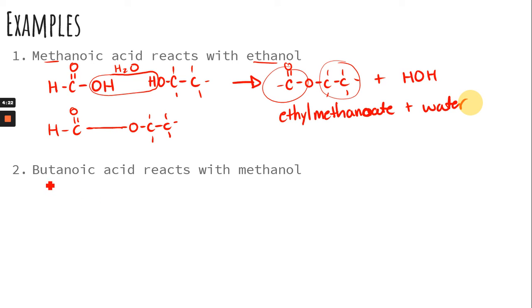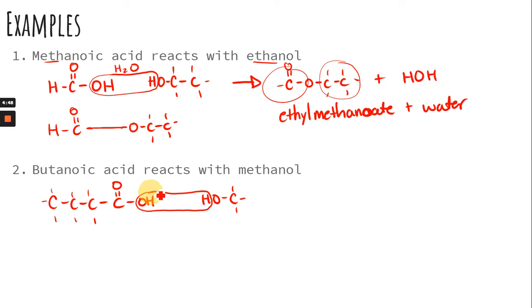Okay, let's try that again here with butanoic acid. So but, remember, means 4. And then anoic acid, so we have our double bonded oxygen and our hydroxyl group. Methanol, so 1 carbon, and we have our hydroxyl group. And we can add in our hydrogens. And so this hydroxyl group is going to bond with that hydrogen to form our water, which then would give us this connection right here for the ester.